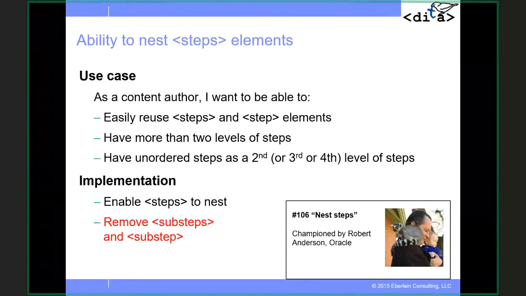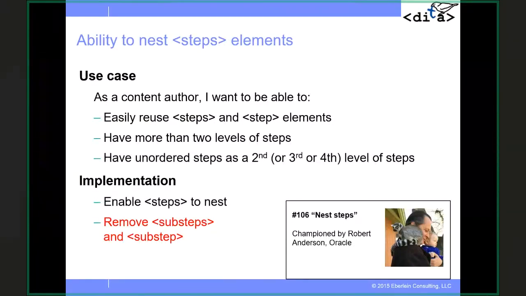And so what we've done here, and this proposal, by the way, was championed by Robert Anderson at Oracle, is that we're enabling steps to nest infinitely. And the consequence of this is that we're removing substeps and substep. So all of your task topics that use substeps will be affected by this and will need modifications before you can use DITA 2.0.